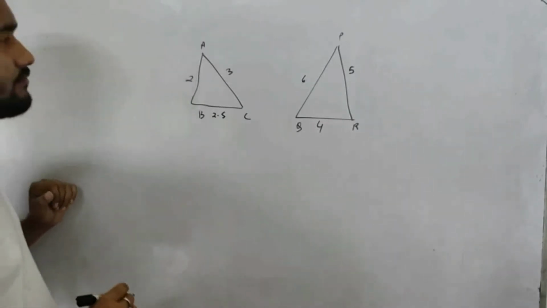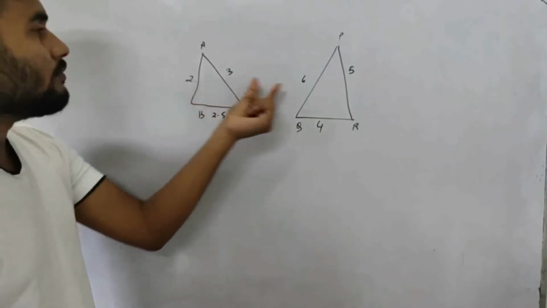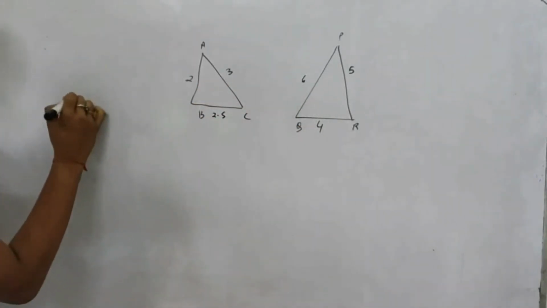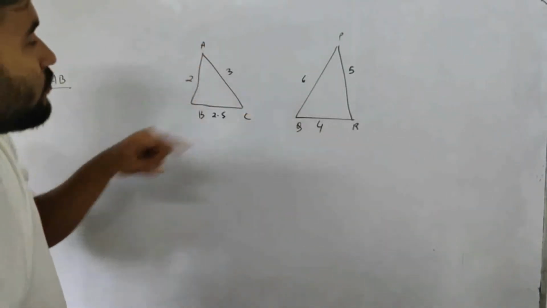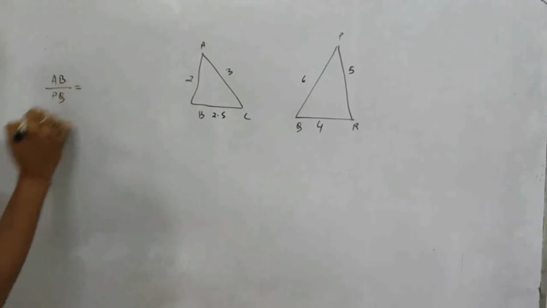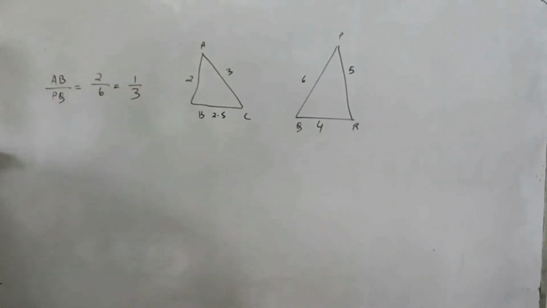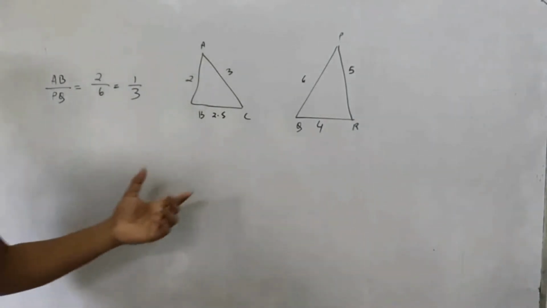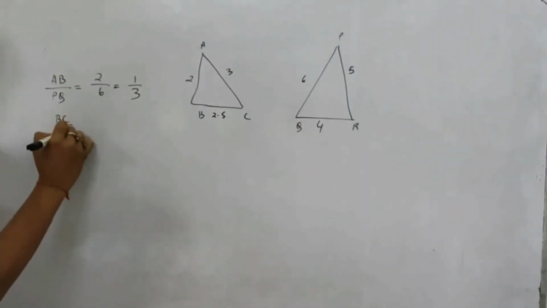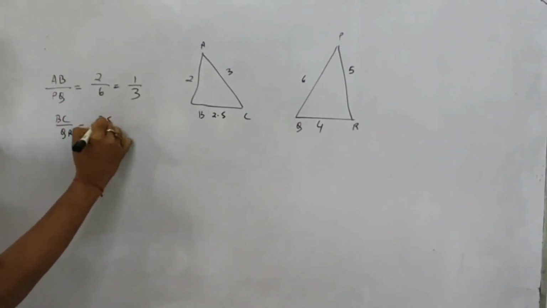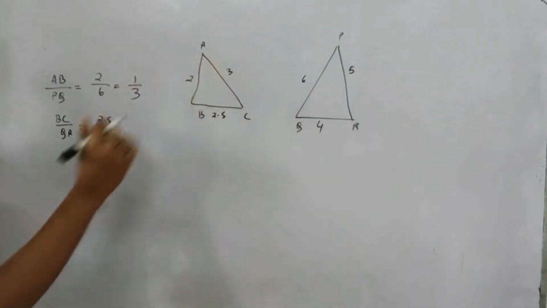So now you check. This is AB. At first I will check AB by PQ. What is AB by PQ? 2 by 6, right? 2 by 6 is 1 by 3. Then I will check BC by QR. What is BC by QR? This is 2.5 by 4. For a while, keep it like that only. Let us see another one.